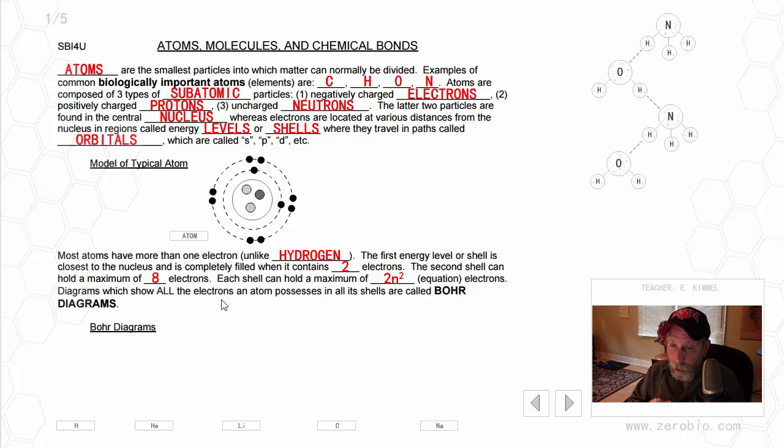So we need to look at diagrams which are called Bohr diagrams or Bohr-Rutherford diagrams after the scientists who created them, so that we get a picture of the atom. Now, you will have done this, all right? And so at this point, this should be review.